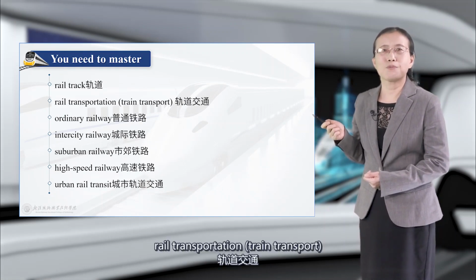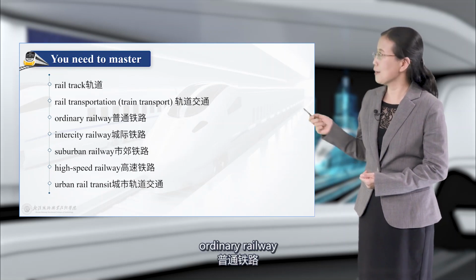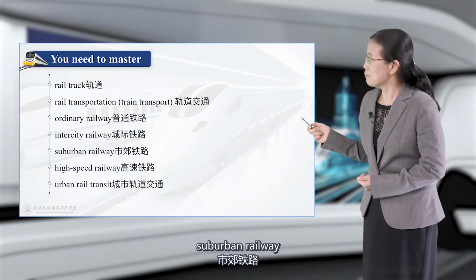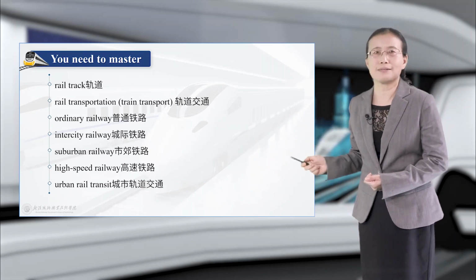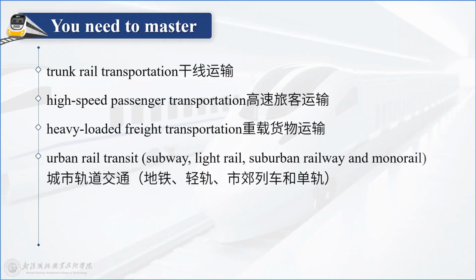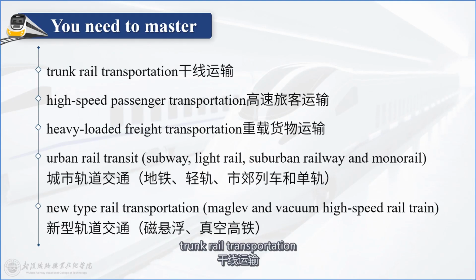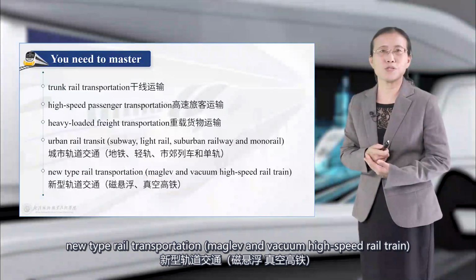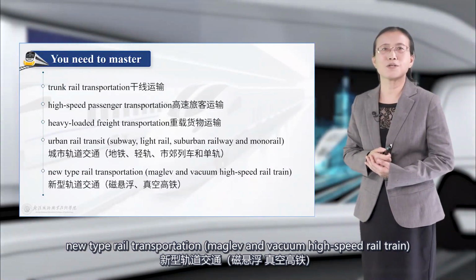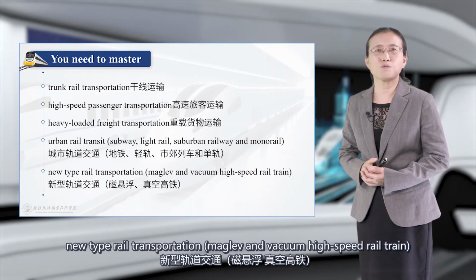Rail track, rail transportation, ordinary railway, suburban railway, intercity railway, high-speed railway, urban rail transit. And we also need to master trunk rail transportation, high-speed passenger transportation, heavy-loaded freight transportation, urban rail transit, subway, light rail, suburban railway, and monorail. New type rail transportation, maglev and vacuum high-speed rail train.